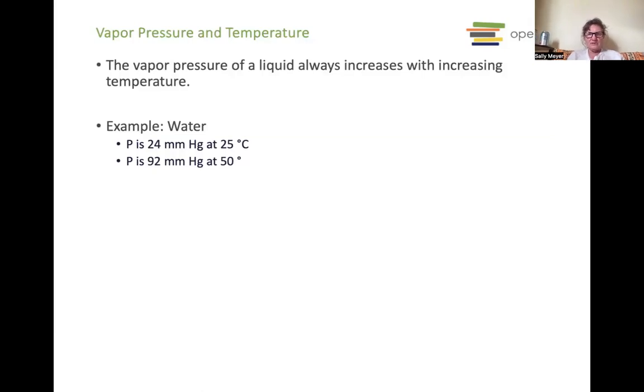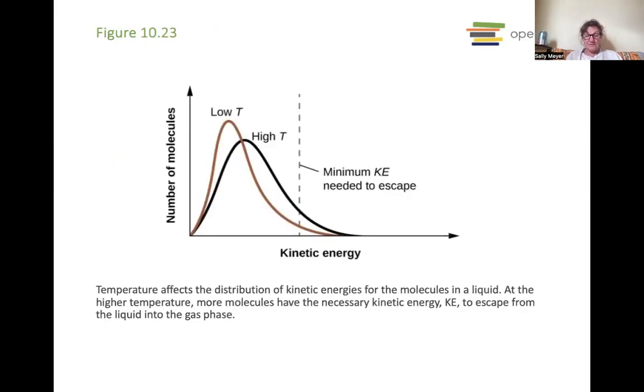So the vapor pressure of a liquid always increases with increasing temperature. I said that just a second ago. And that is because the higher the temperature, the more kinetic energy is available to break those intermolecular forces and take a molecule from the liquid phase and put it into the gas phase. So it will always be true, no matter what the substance is, that the vapor pressure will change with temperature. And that's because of this. As the temperature goes up, the average kinetic energy goes up. And so if the average kinetic energy goes up, you're going to have more molecules that have enough energy to escape the surface of the liquid, because that's dependent on the intermolecular forces.